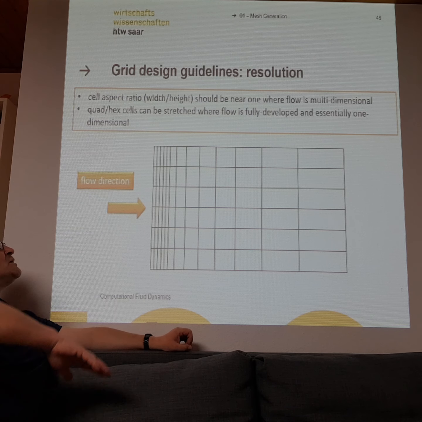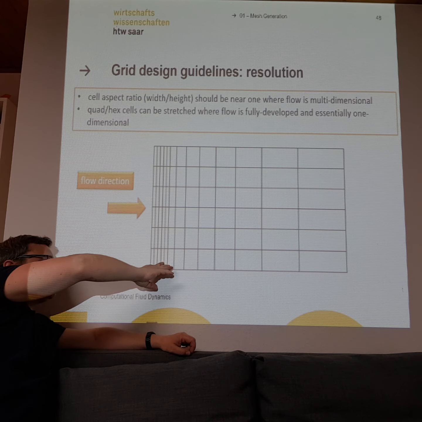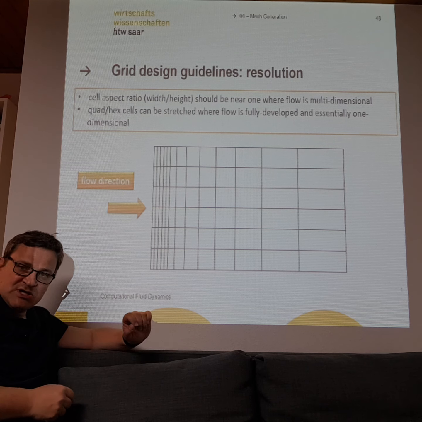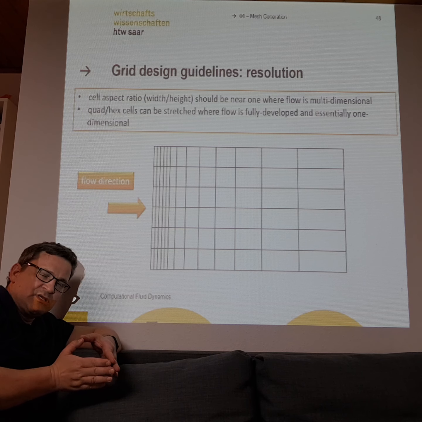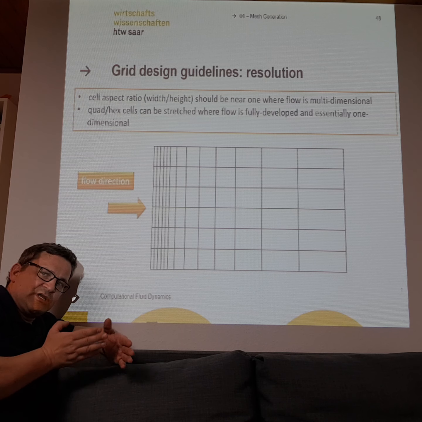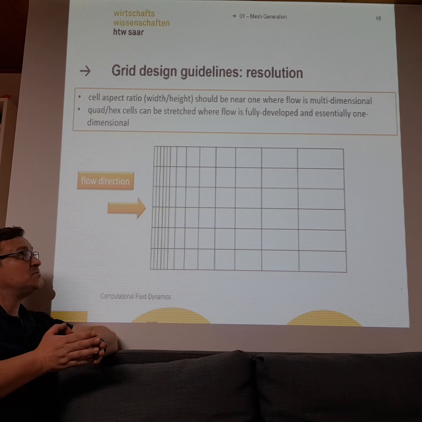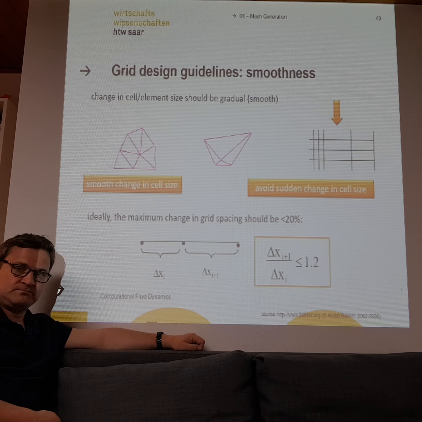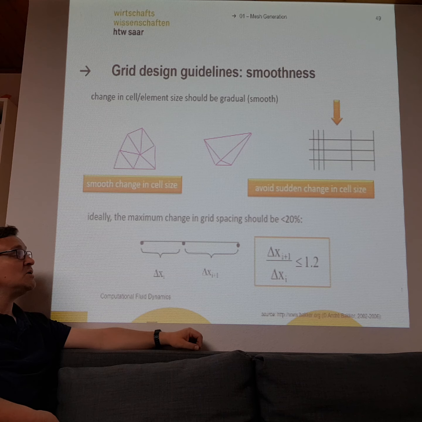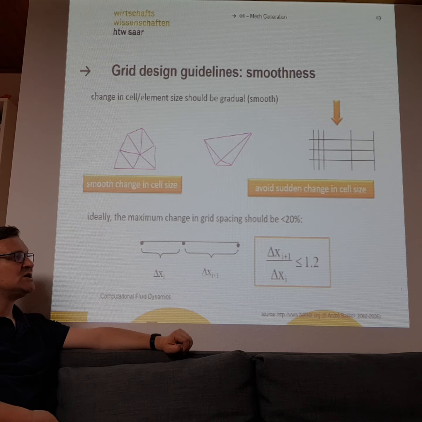So we have a flow direction, and we change our resolution of the mesh in the regions where you have big differences in velocities and big changes in our variables phi, the gradients of the variables, and we need a better resolution here. So, okay, that's smoothness of the mesh.